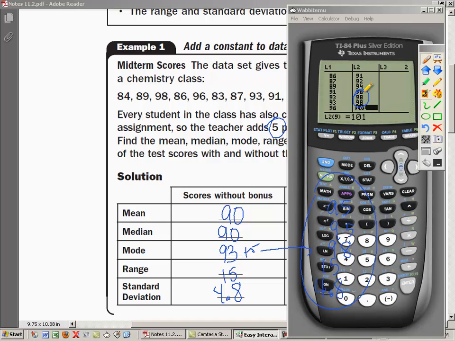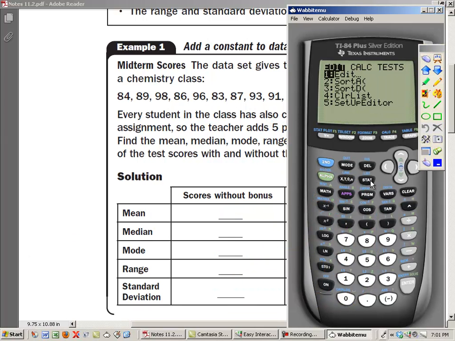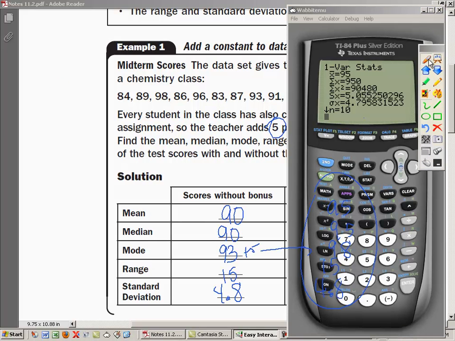Okay, so let's go ahead and calculate some one variable statistics on that set of data. So we're going to go to Stat, calculate one variable statistics. Now we want to do this on L2. So let's go to L2. And it tells us that our new mean is 95. Our new standard deviation is 4.8.